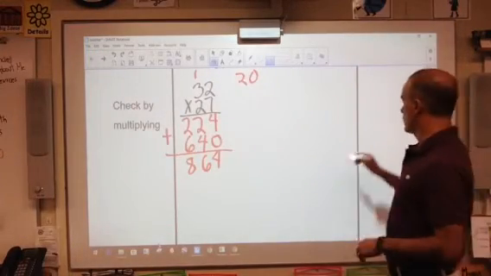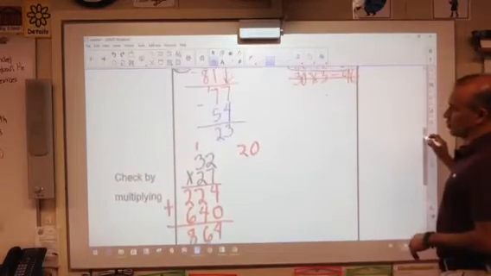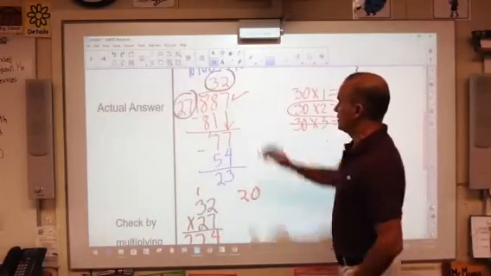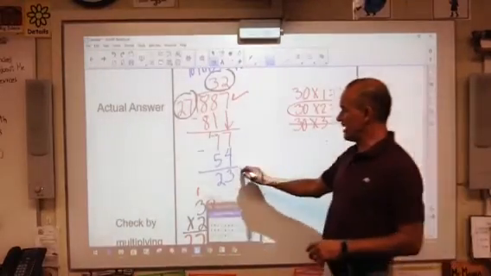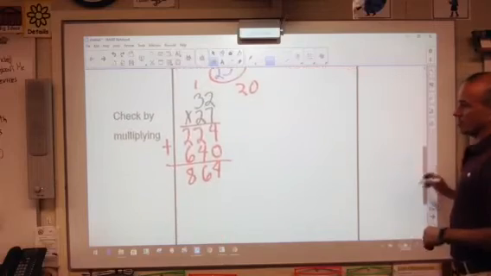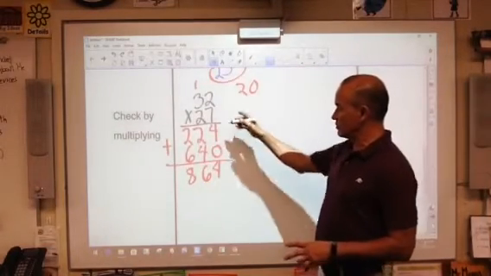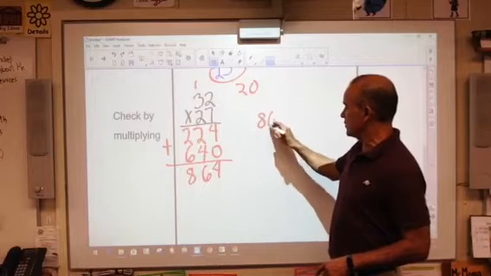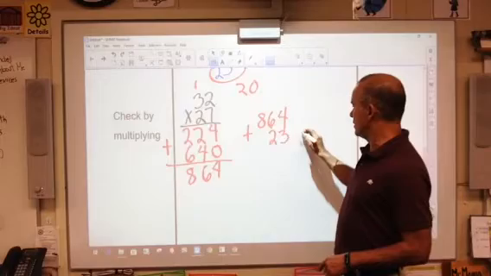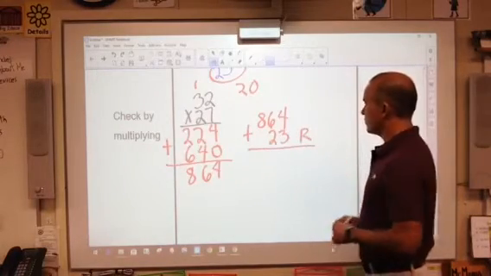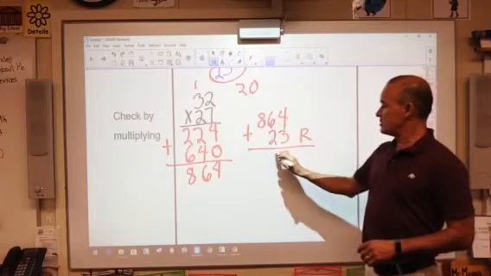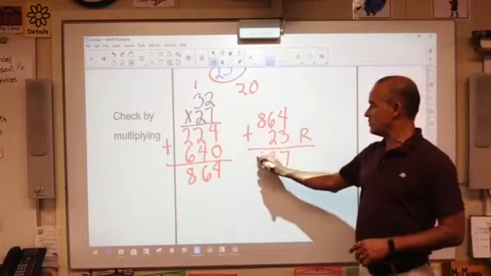So you would say, Coach Magnifico, why is it that 864 doesn't equal the whole number that we divided? And the reason is because we still have to add the 23 that is the remainder. So now we have to add the remainder to this multiplication. So I'm going to do it on the side. 864 plus the remainder, which is 23. I'm going to label it here, remainder. So 3 and 4 equals 7, 6 plus 2 equals 8, and 8 plus 0 equals 8.